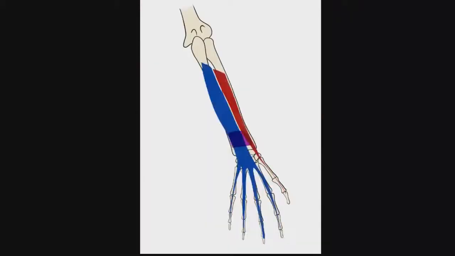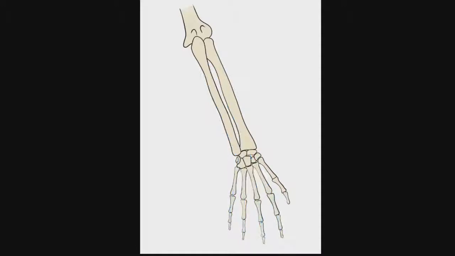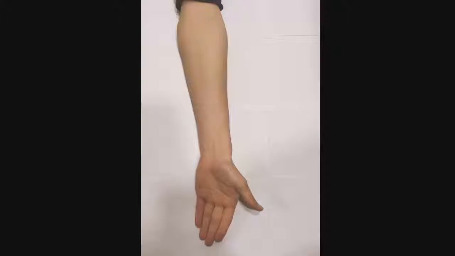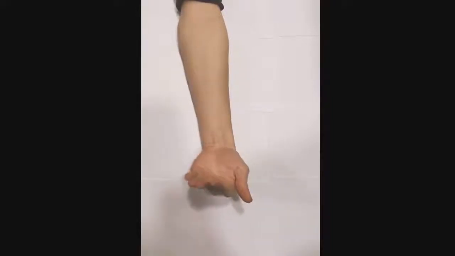The final compartment is the deep compartment, which holds the last 3 muscles of the anterior forearm. On the medial half, Flexor Digitorum Profundus, shown here in blue, originates from the ulna and passes through the carpal tunnel as 4 tendons which insert into the distal phalanges of the 4 fingers. It is innervated medially by the ulnar nerve and laterally by the median nerve. The Flexor Digitorum Profundus is responsible for flexion at the distal phalangeal joints as well as the metacarpophalangeal joints and wrist.